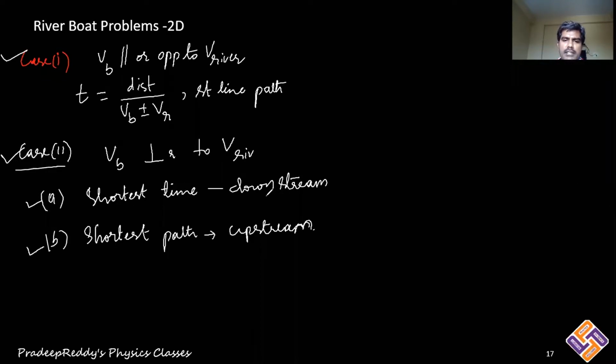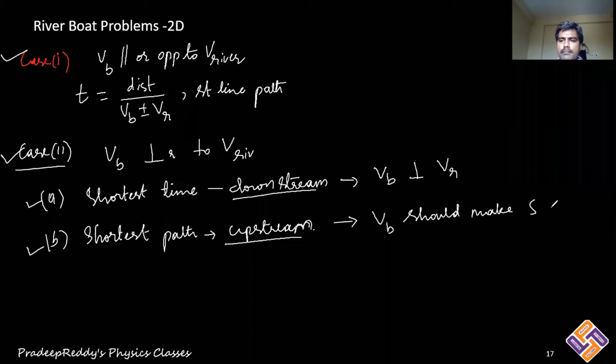If it is taking the shortest time, it is downstream. If it is taking the shortest path, it is upstream. For taking the shortest time, the velocity of the boat should be perpendicular to the velocity of the river. But in case of the shortest path, the velocity of the boat should make some angle theta with the vertical, right? So these are the cases which we discussed in the previous lecture. We will be learning from some problems based on these concepts today.